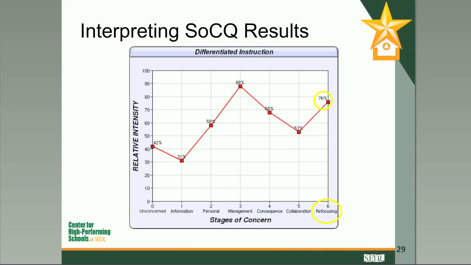One thing that's interesting about a high refocusing score is that it may be that an individual thinks the program is, let's say, good, and they want to make some improvements. But it also could mean, I'm really tired of this program, I'm not making it work, and I kind of want to throw it out. So those are the kind of things where you'd want to look at not only the refocusing score, but also the management score. And so look at the entire profile.